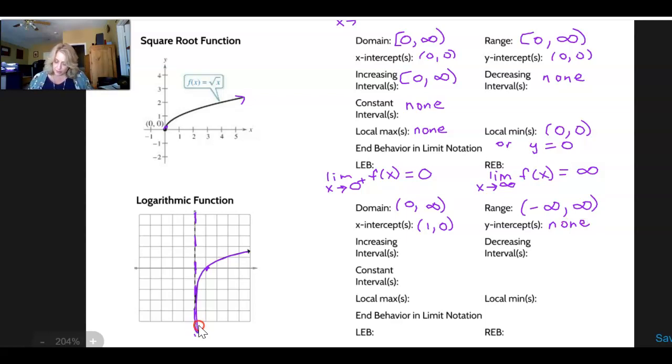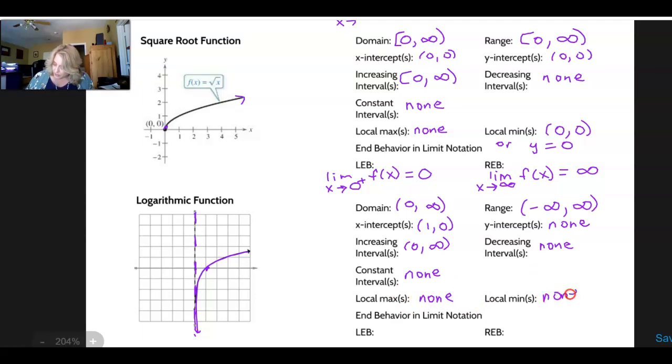And then as we put our pencil on the graph and we go towards the right and follow the graph, what is the y value doing? Well, it's always increasing. And so we're going to say it increases over its domain. So that's from 0 to infinity. We said the domain was 0 to infinity. It's not decreasing. It's never constant. There's not a local max or min, so we'd say none for those.